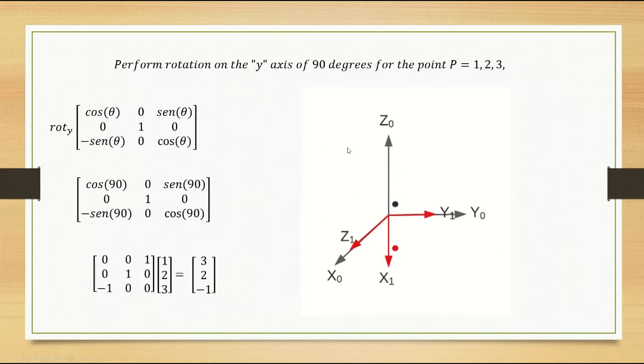And for the rotation of Y, it's the same process. The first step is to identify the matrix, in this case rotation by Y, and substitute the values of theta and calculate the resulting matrix. Multiply by the point, and we have the point and locate it in the plane.